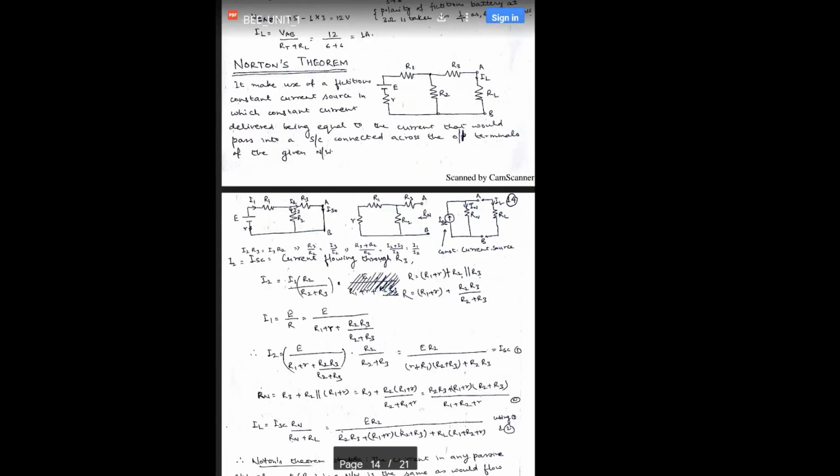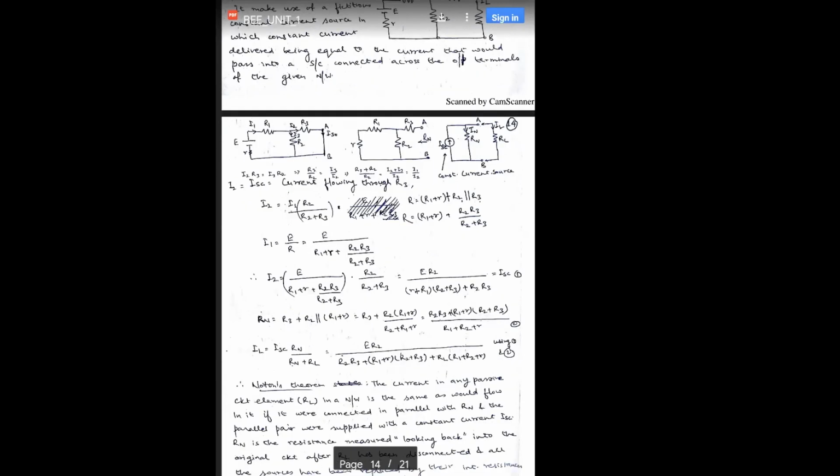Okay, so let's derive these parameters. So our focus is to calculate three things unknown to us, or you can say the known quantities are converted into three main parameters. First is the constant current source or the short circuit current. Second is the Norton resistance. Third is the Norton current.